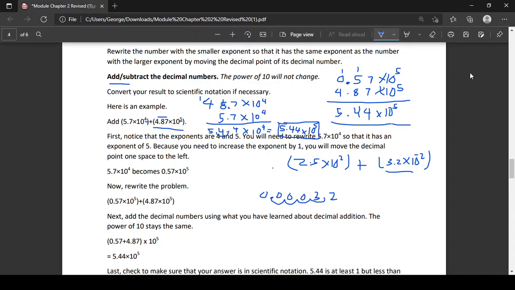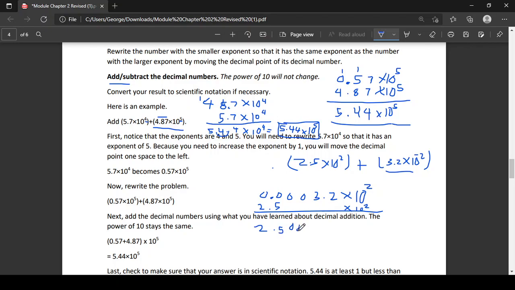0.0032 times 10 raised to the power of positive 2. Can we add now? Yes, we can add now. I will add it to 2.5 times 10 raised to the power of positive 2. Can we add now, or not? Yes, sir, we can.